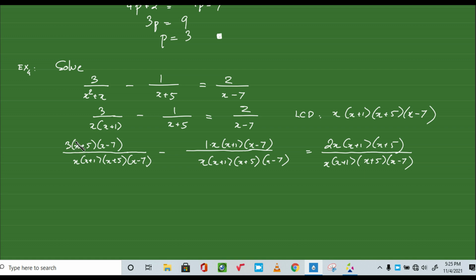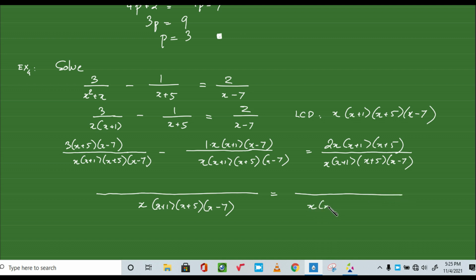Now you see that when you distribute over here, we have a quadratic, so you gotta be careful with that. So we have x plus 1, x plus 5, x minus 7. Over here also have x plus 1, x plus 5, x minus 7. Okay.